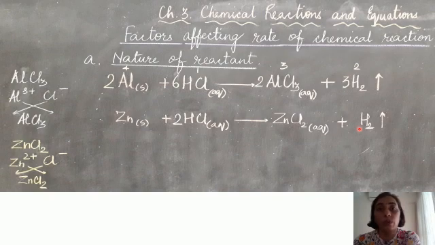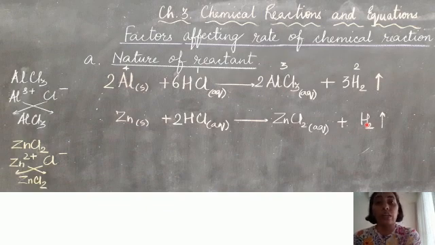The thing that is to be noticed is in which reaction is the evolution of hydrogen gas faster, whether it is with aluminium or whether it is with zinc, because in both these metals are made to react with hydrochloric acid only. So in which of the case is the evolution of hydrogen gas faster? So if we observe, we find that the evolution of hydrogen gas is faster with aluminium, whereas in zinc, the evolution of hydrogen gas is slightly slower.